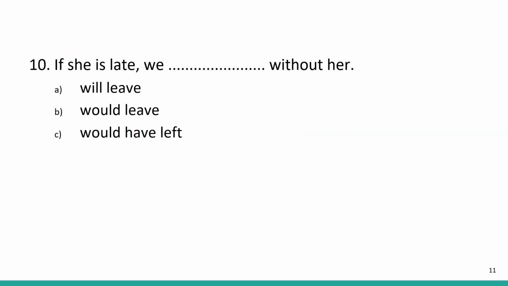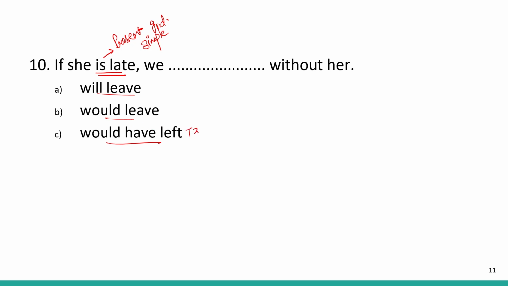Now let us move to the next question, that is question 10. Fill in the blanks. If she is late, we dash without her. Now is late, this is present indefinite or simple present. So if this is in present simple, in the other clause or in the main clause, we need will plus verb first form, that is future indefinite. So if she is late, we will leave without her, we would leave and we would have left.